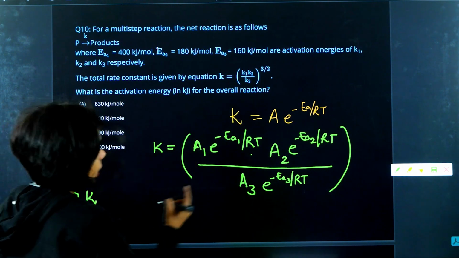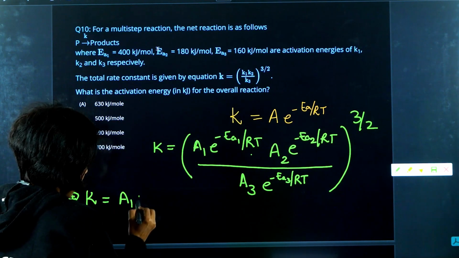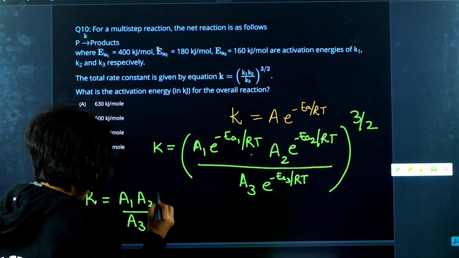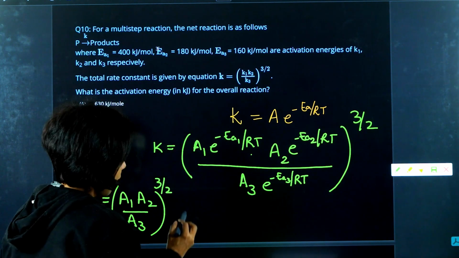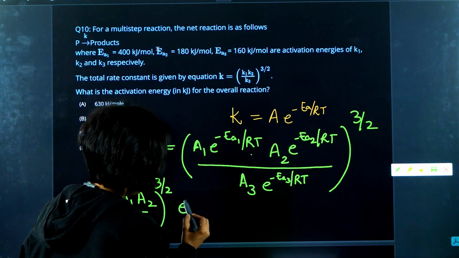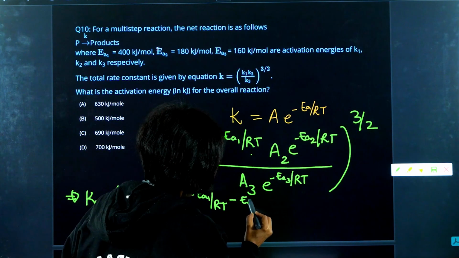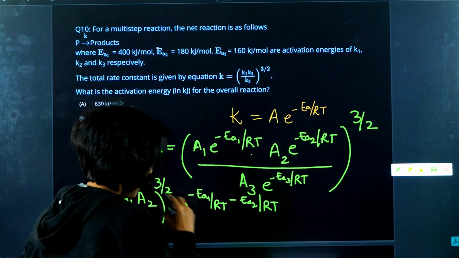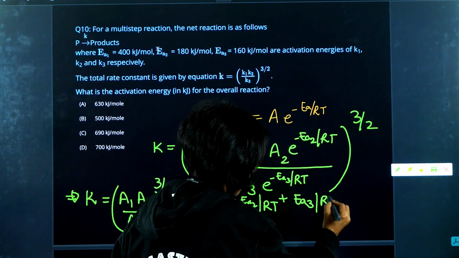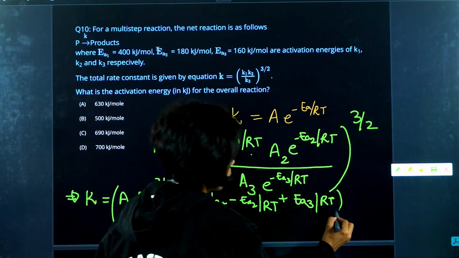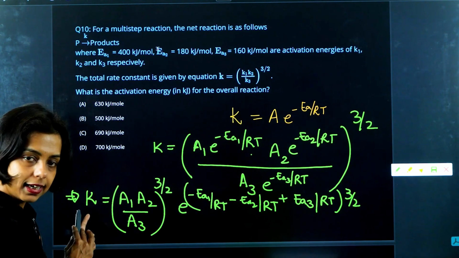So your K will be, and of course it is raised to power 3 by 2. K is equal to (A1 A2 / A3) raised to 3 by 2. Yes, perfect. And of course, this is e raised to power minus EA1 by RT minus EA2 by RT, plus EA3, because we take it on the numerator side, by RT, into 3 by 2. This is the overall equation. So the overall rate constant K is equal to this.